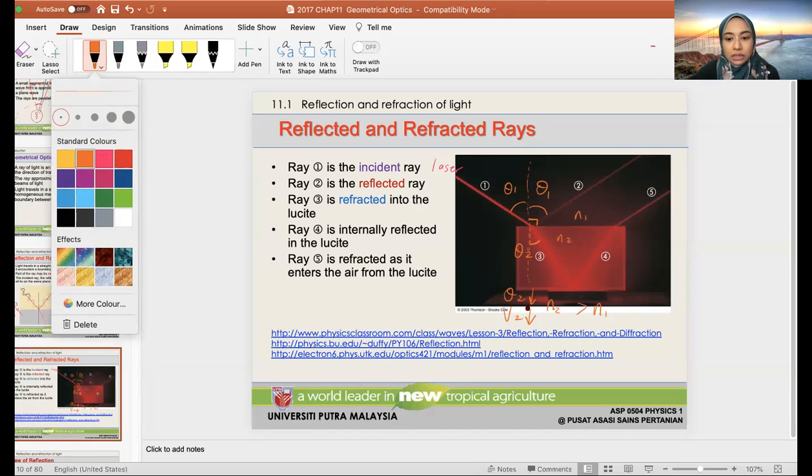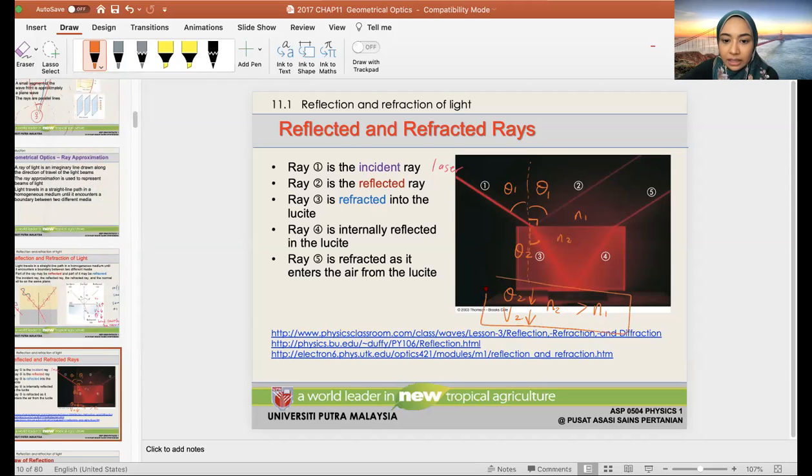When our angle and speed decreases, our n should be greater than the medium that the incident light came from. Okay, so n2 kena lagi besar dari n1. Okay, so this is the conclusion that I get just by looking at this diagram. I know, oh, n2 should be greater than n1 because the angle is smaller. And when the angle is smaller, my speed is less. Okay, so that is refraction and reflection.